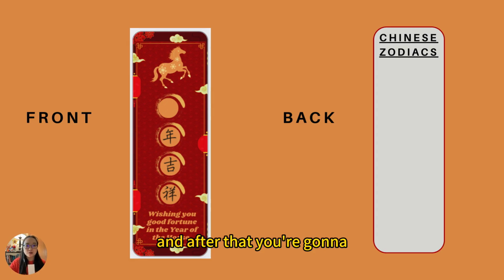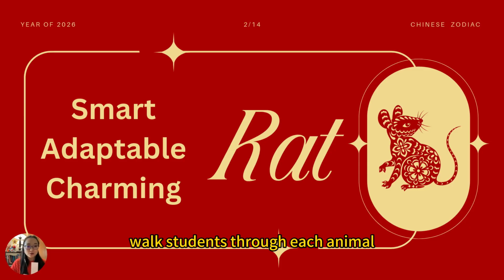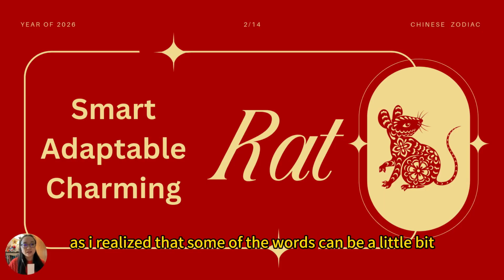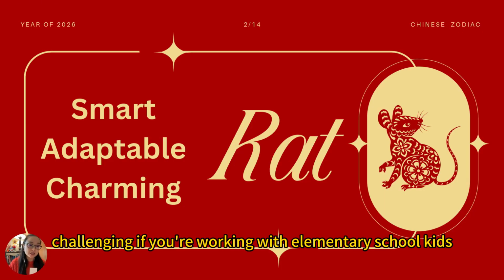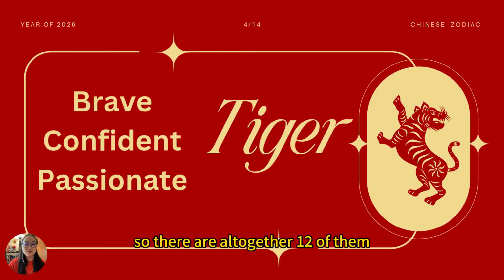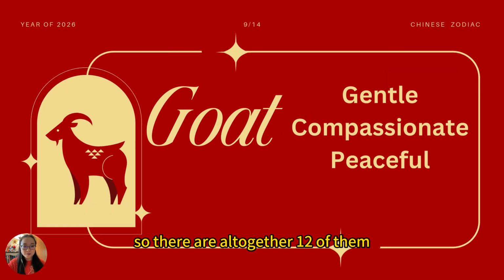After that, you're going to walk students through each animal, have them say, hey, what is the first animal? And then share with them some of the keywords. This is a great way to practice vocab as well. I realized that some of the words can be a little bit challenging if you're working with elementary school kids, so check their understanding while you're introducing these vocab. There are altogether 12 of them.